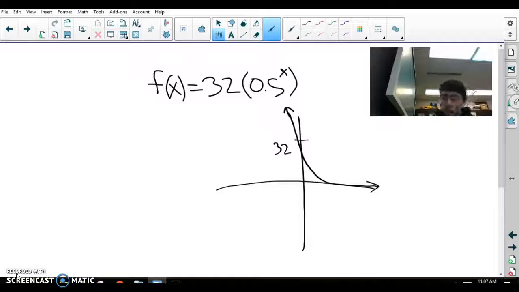So the next problem that I'm going to do is finding the limit notation of a function. So the 32 is the y-intercept, so that is where the graph crosses the y-axis. And you can tell it's decay because the second number is less than 1, and because it's 0.5, less than 1, that means it's a 50% decay. So I can write that.